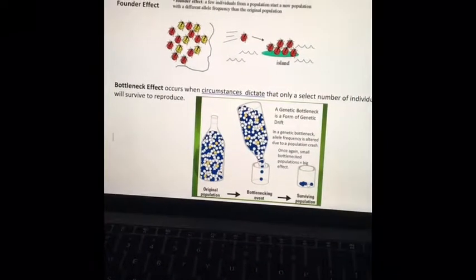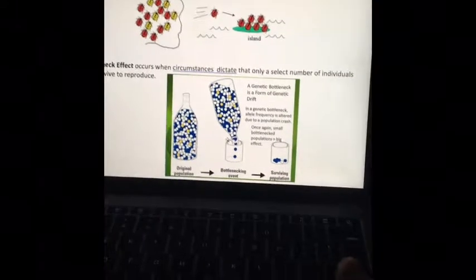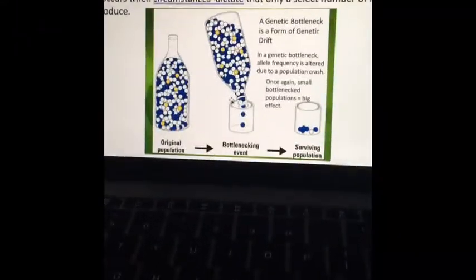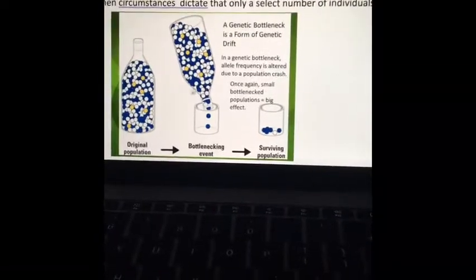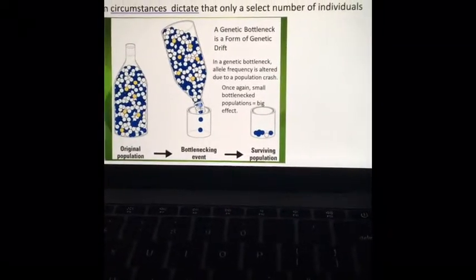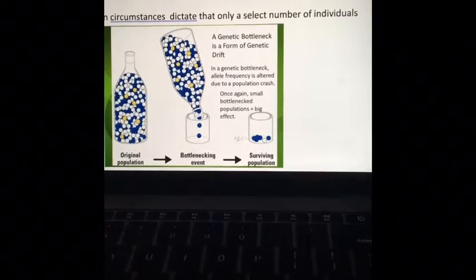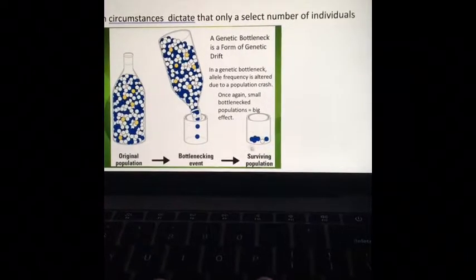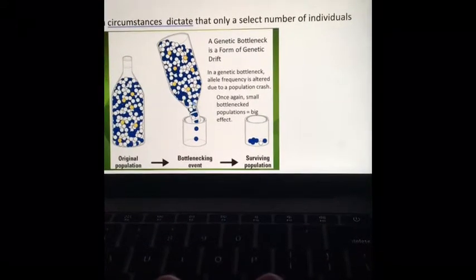A select number of individuals that will survive will reproduce that frequency. So in this example, you see the original population, and a catastrophic event causes these white and blue alleles, and then the new population only has these white and blue alleles because they're the ones who survive this event.